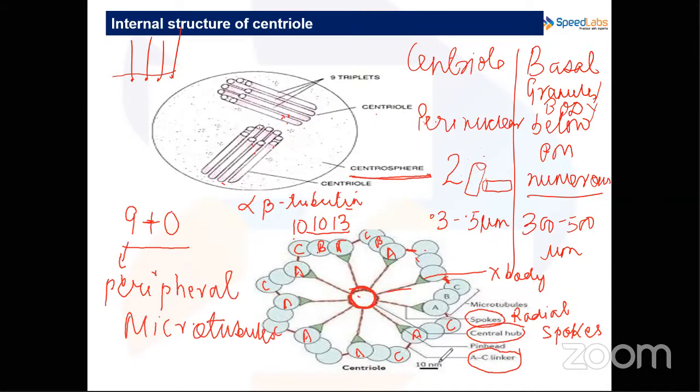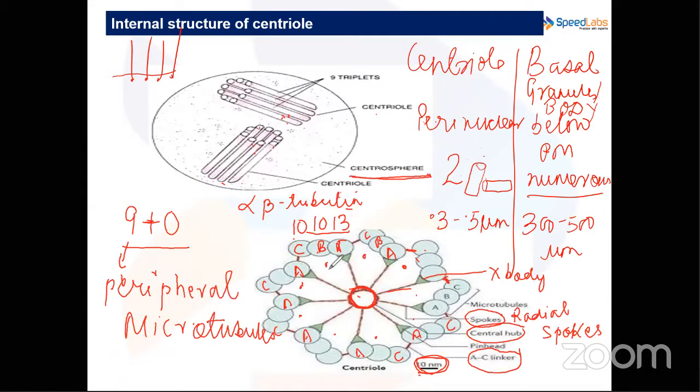And look at the diameter of the linkers, the dimension is 10 nanometers. So once again, let us revise. What is missing over here is these X bodies. In between the X bodies, you have Y bodies also, and they are just linked. It forms a cartwheel kind of structure.